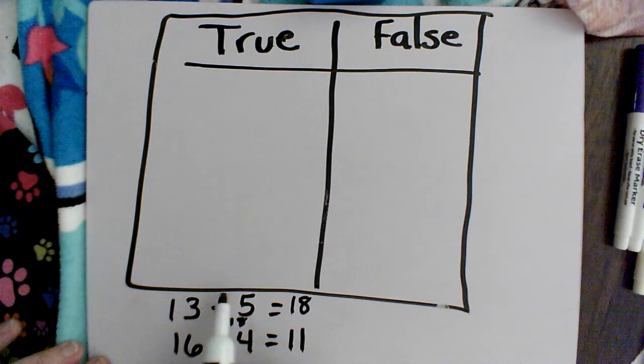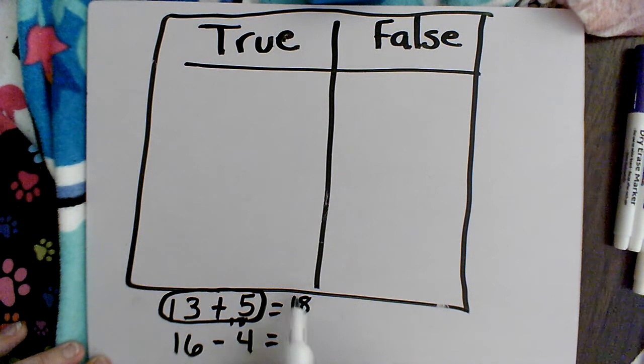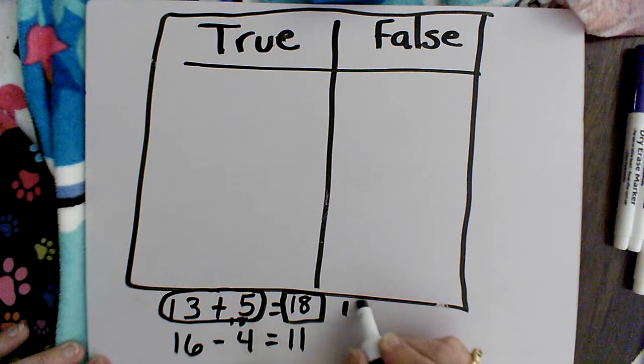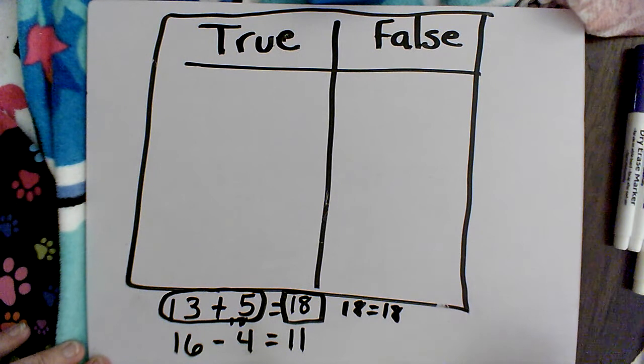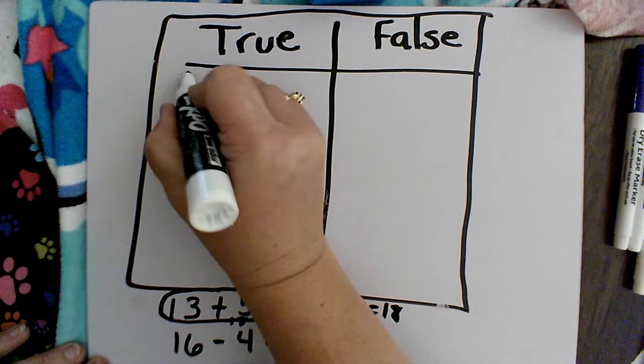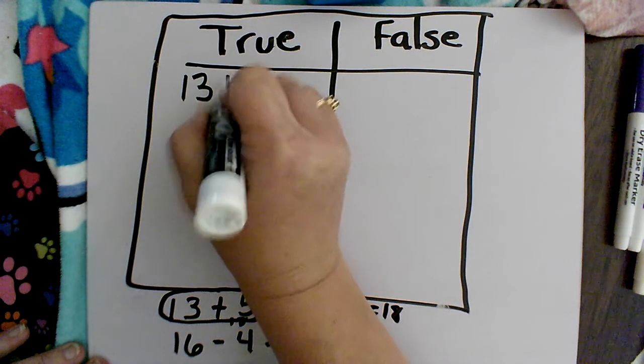Remember, the value on one side of the equal sign must be the same value on the other side of the equal sign to be true. So this is 18 equals 18. Is that a true statement? Yes, it is. So we're going to take this whole equation and we're going to write it up here under true.